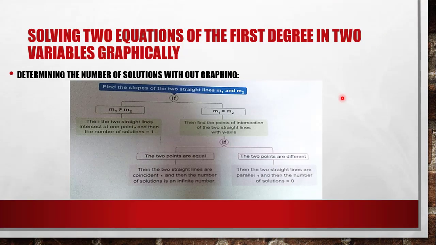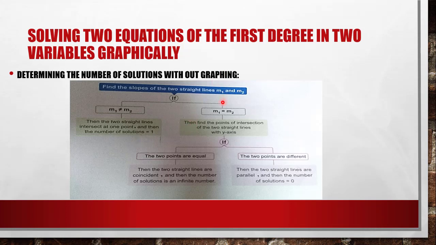So we can decide if the two equations have one solution, an infinite number of solutions, or they don't have solutions, by calculating the slope. We have two straight lines. We can calculate the slope of each straight line. If m1 doesn't equal m2, we have different straight lines. So in this case, the two straight lines will intersect in one point. Okay, so we have only one solution.